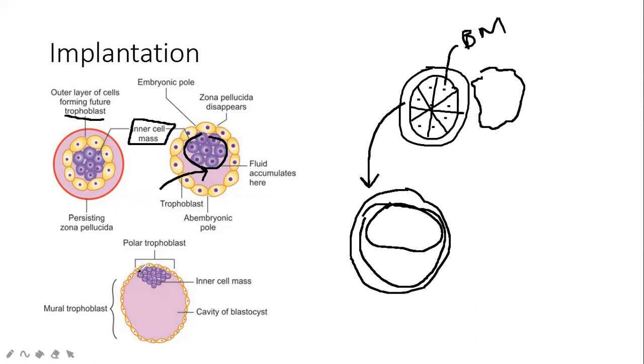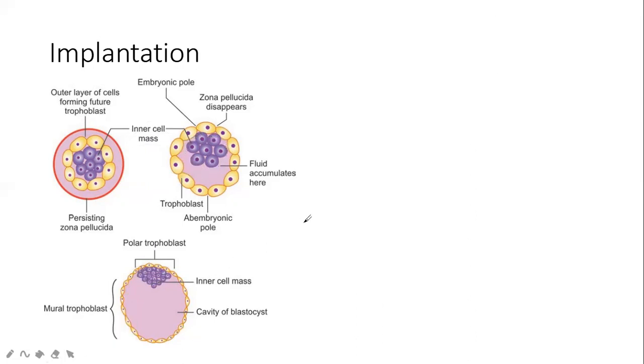So there we have the inner cell mass, and then the trophoblast outside. And this is the trophoblast that has functions in implantation. It is the trophoblast that will dig deep into the endometrium, until we have now fully embedded.